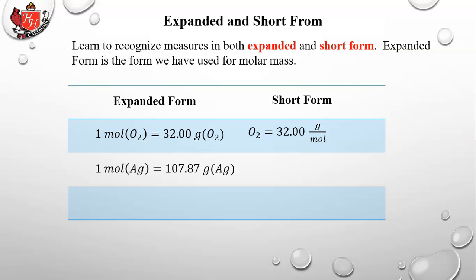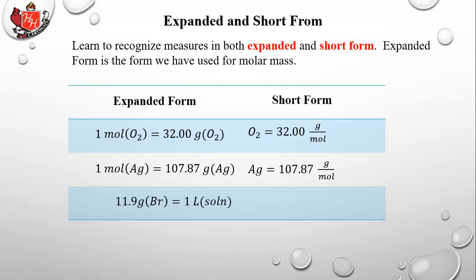Here's another one. Same thing. So 1 mole of silver equals 107.87 grams of silver. So you could write that as the molar mass of silver is 107.87 grams per mole. Those are saying exactly the same thing, so you should recognize that.